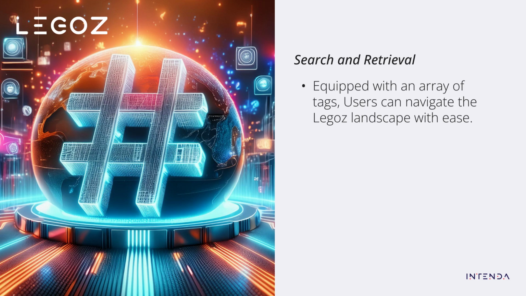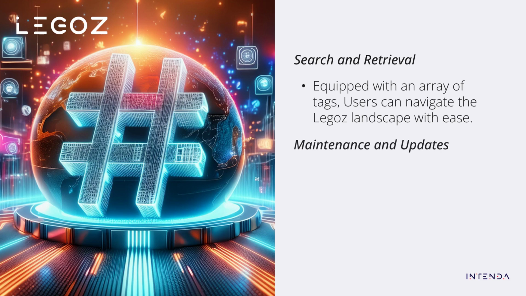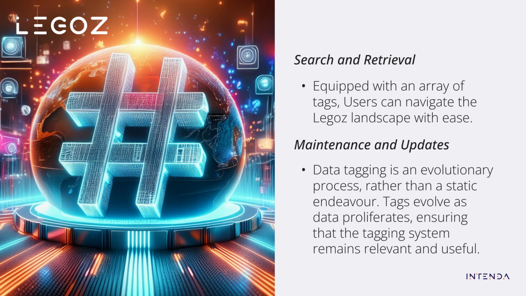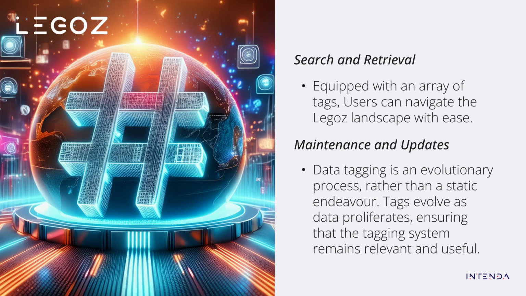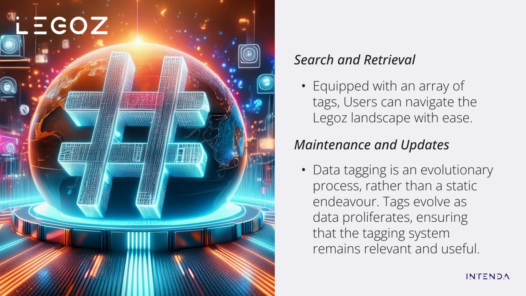Data tagging is an evolutionary process rather than a static endeavor, and this brings us to the final step: maintenance and updates. As data proliferates and evolves, tags must evolve in tandem to ensure that the tagging system remains relevant and useful. The integrity and efficacy of the tagging system is preserved by conducting vigilant maintenance and judicious updates.